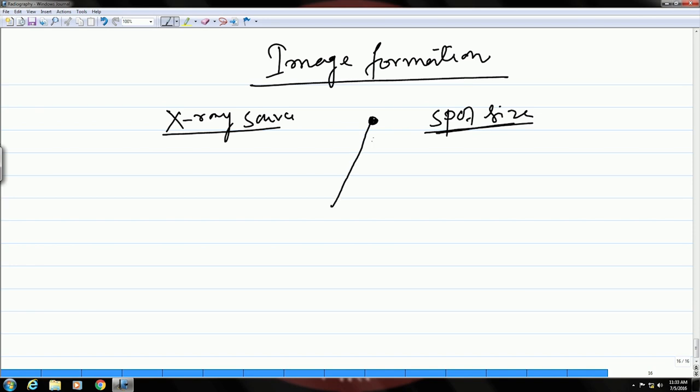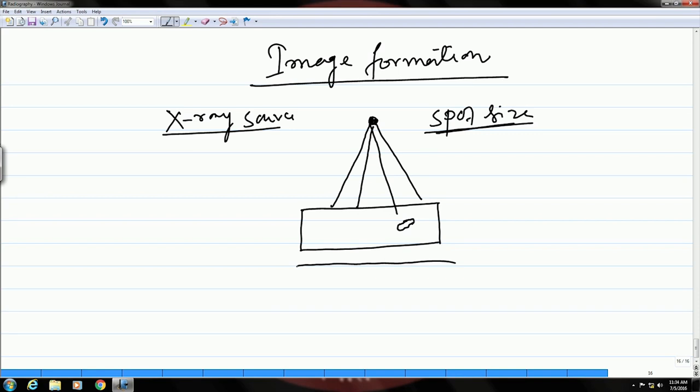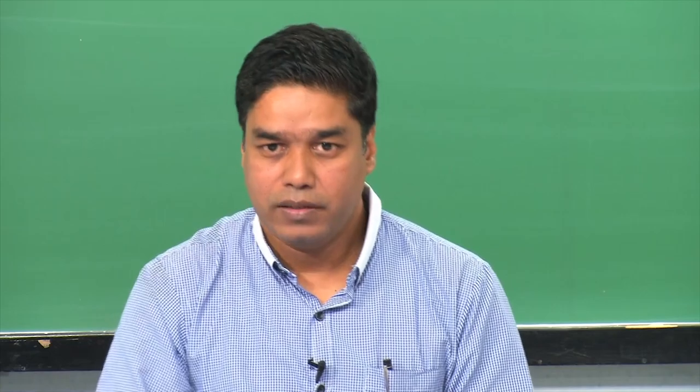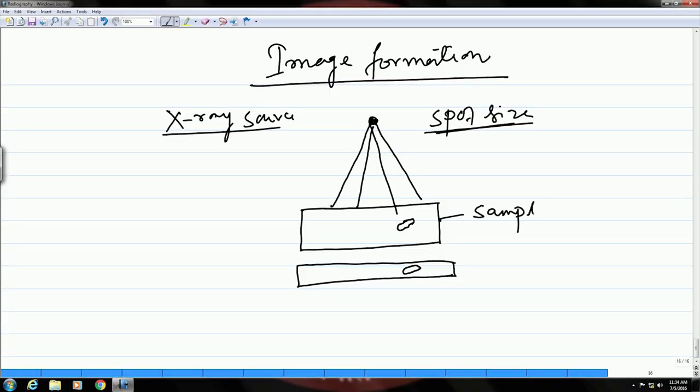So, then you have the X-rays coming from this source and going into the sample. And now, if you have any defect in the sample, that will be imaged along with the sample in the radiographic film, which is kept below the sample. Okay. So, then you will see a 2D image or the shadow of this whole sample and the defect on the image which is formed on the radiographic film. Okay. So, this is how the image is formed.